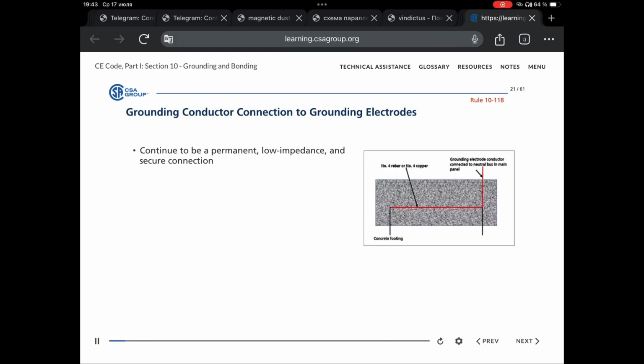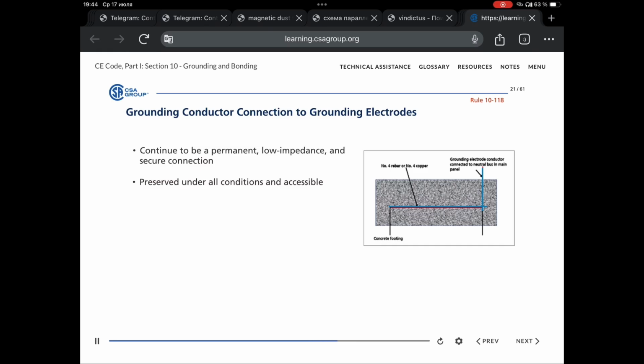Often, the connection to the grounding electrode is made and then forgotten, even though this connection and the bond between the grounding conductor and the identified conductor are probably the most important connections in the system. The intent is to ensure that the connection at the grounding electrode is, and continues to be, a permanent, low impedance and secure connection. The integrity of the grounding connection to the grounding electrode must be preserved under all conditions.